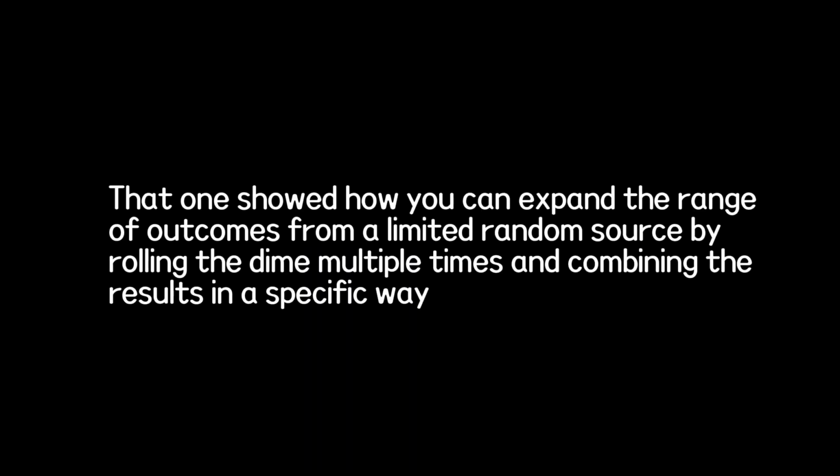Yeah. And the dice problem, rolling a 6-sided die to get a random number between 1 and 7. What was the takeaway there? That one showed how you can expand the range of outcomes from a limited random source. By rolling the die multiple times and combining the results in a specific way, you can create a new set of equally likely outcomes that map to the numbers 1 through 7. It's about being creative with your randomness.